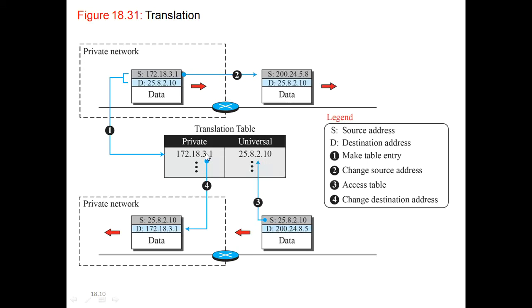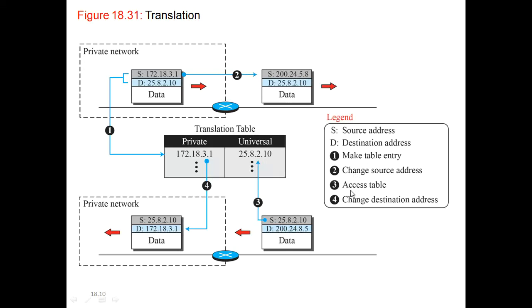It is a private address, whereas the destination address is 25.8.2.10, the universal address. First, the entry is made. The second step is to change the source address. Here the private source address is changed to the universal source address, that is, 172.18.3.1 is changed to 200.24.5.8. That is done in the second step.